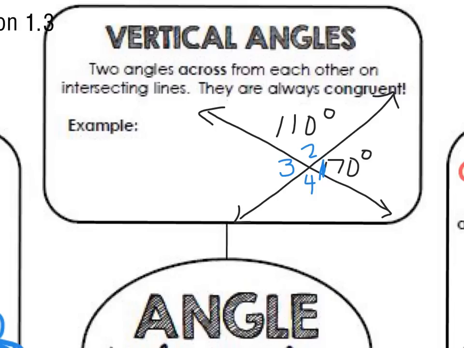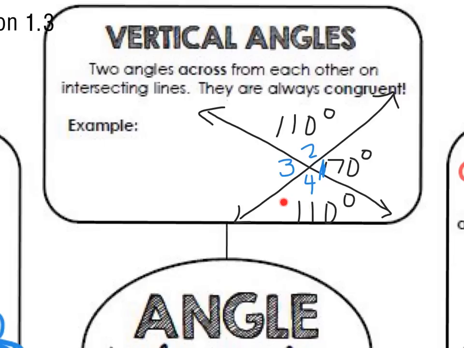Then you also have a linear pair right here with angles 1 and 4. These two angles have to add up to 180, so that's going to make this 110 degrees. Now look at this over here. You have another linear pair right here with 3 and 4. What do 3 and 4 on a straight line add up to? 180 degrees.